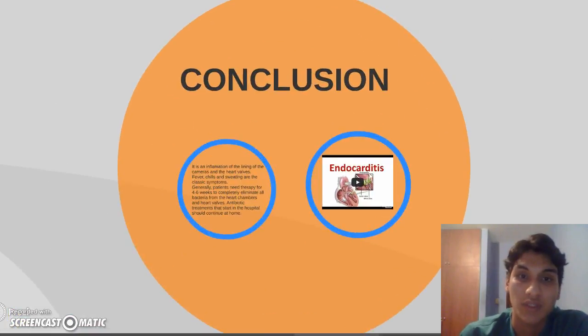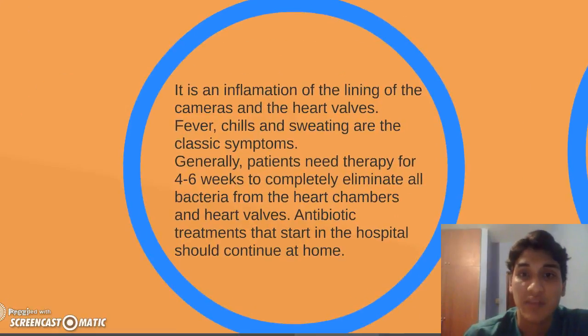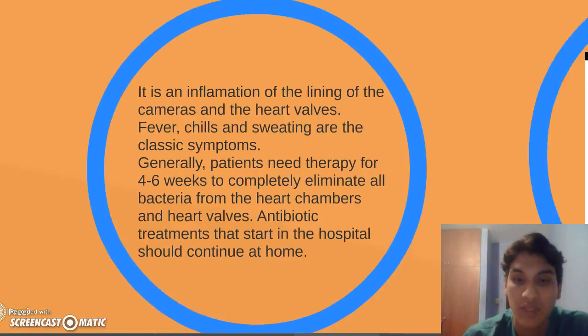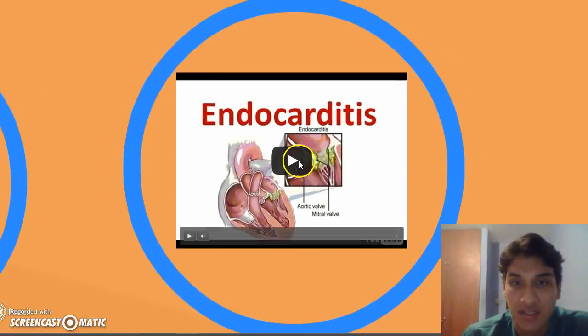For the conclusion, it is an inflammation of the lining of the chambers and heart valves. Fever, chills, and sweating are the classic symptoms. Generally, patients need therapy from 4 to 6 weeks to completely eliminate all bacteria from the heart chambers and heart valves. Antibiotic treatments that start in the hospital should continue at home. Let's see the last video.